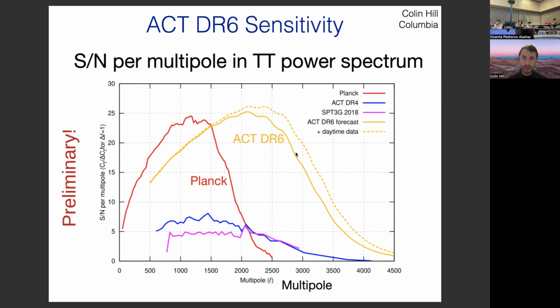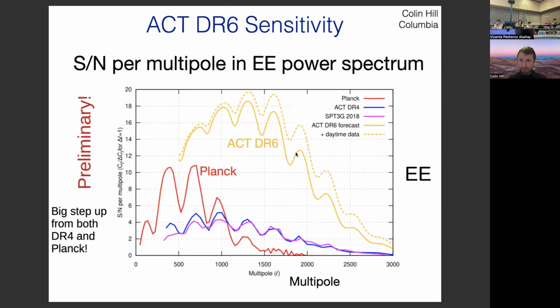So we're extending the temperature power spectrum measurements. And then in polarization, we're actually just basically doing better than Planck on almost all scales. So this is the same type of plot for the E-mode polarization power spectrum, where again this is the signal to noise per L. So this isn't the C_Ls themselves, it's the signal to noise on the C_Ls. But what you can see in this graph is that the ACT DR6 signal to noise is higher than the Planck signal to noise on all scales that we measure from the ground.